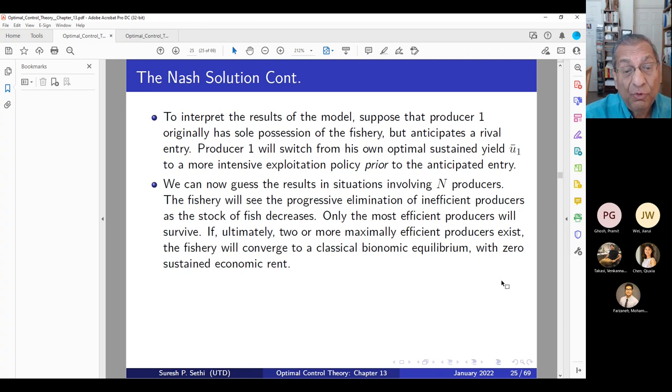However, if there are two exactly equal, which is not always possible, but if two exactly equal, maximally efficient producers exist, then the fishery has no choice but to converge to biodynamic equilibrium. Because both of them are equally efficient, and they will drive the fishery down, it's almost like an open fishery. Okay. All it says is that in an open fishery, n will come, then n minus one, then n minus two. Eventually, only two will remain, and they will continue. They will drive it down, and then nobody will make a profit. Even they will not make profit. So that's the solution for that.